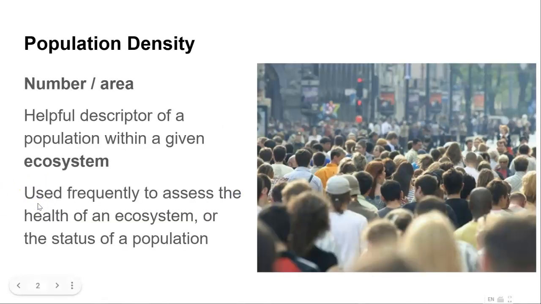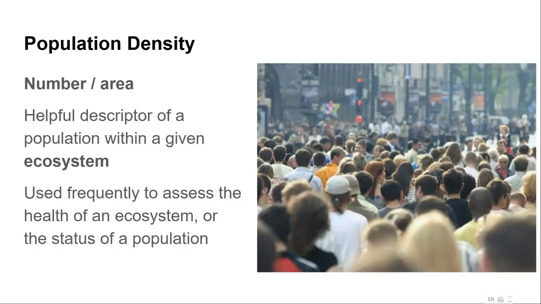So population density is actually often presented as a fraction. It's the number of, in this case, humans in a given area. Okay, so it could also be for dandelions, right? So maybe 200,000 per whatever the area is in Perry Farm, for example. Population density is a helpful descriptor of a population within a given ecosystem. It shows how many are packed in together.